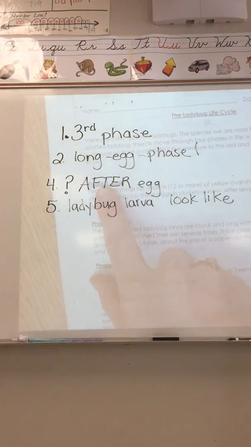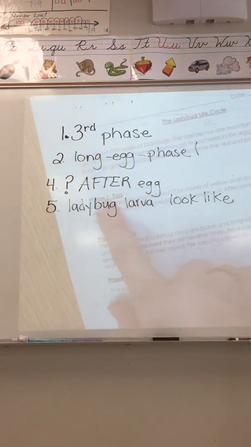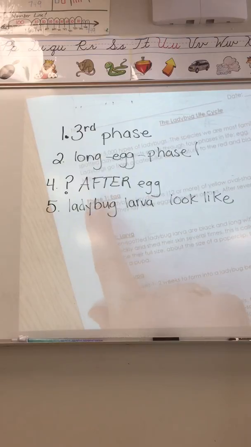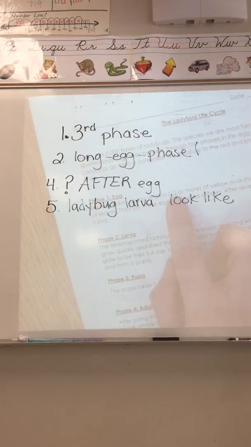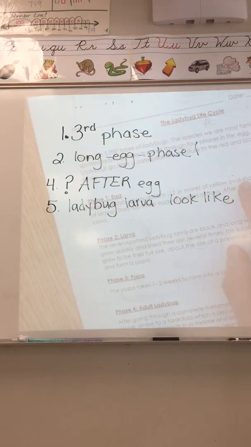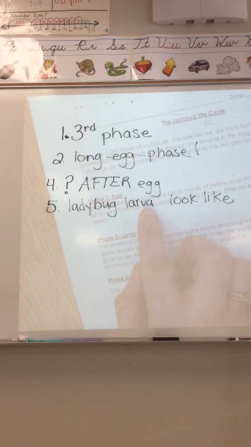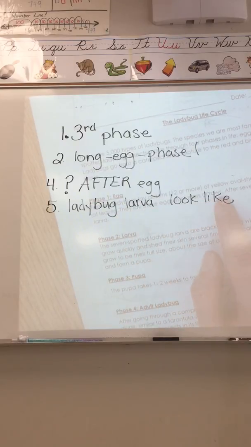All right, here are these headings. Remember, one of these questions you have to write which heading you found the answer under. Phase 1, egg. Female ladybugs lay dozens, that means 12 or more, of yellow oval-shaped eggs on the underside of leaves. They lay these eggs in clusters or rows. After 7 days, the eggs hatch into larvae.